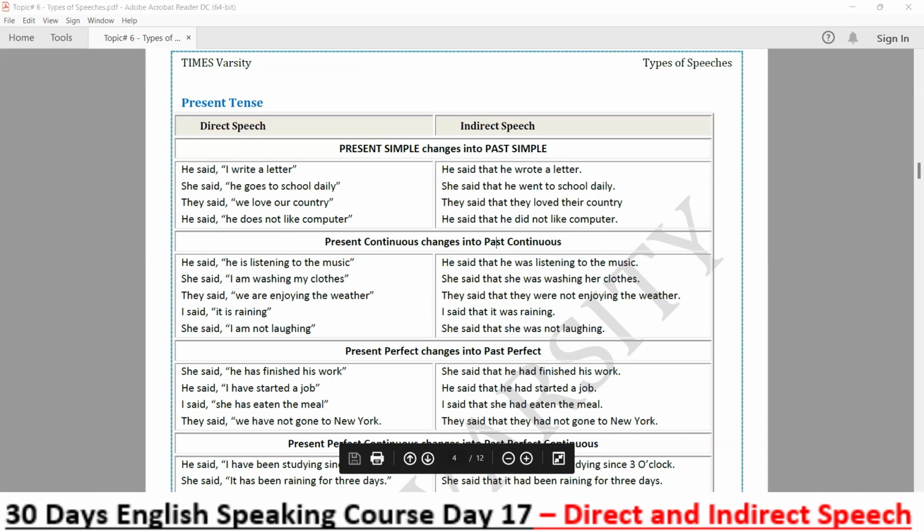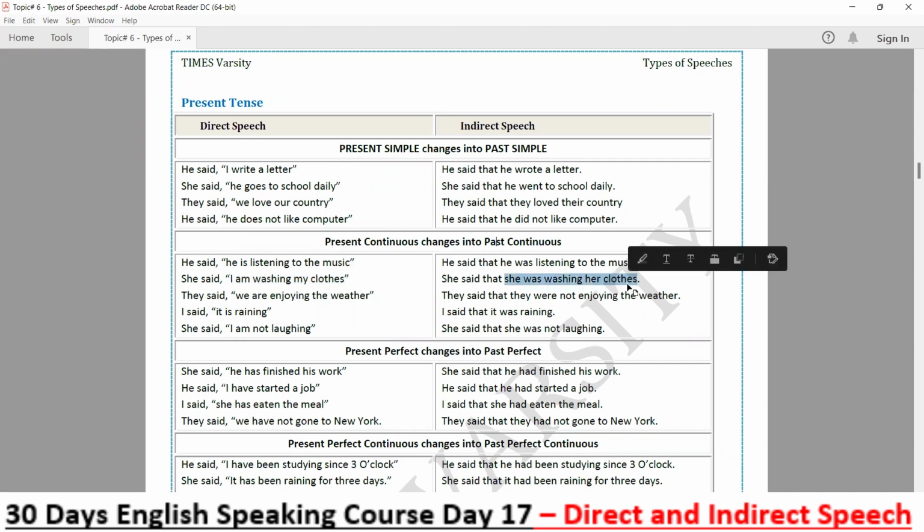Yes, Faiz, now it's your turn. Read out and separate out these sentences. Okay, no issues. So you can see here, she said, I am washing my clothes. So it is in present continuous, changes to past continuous. She said that she was washing her clothes.